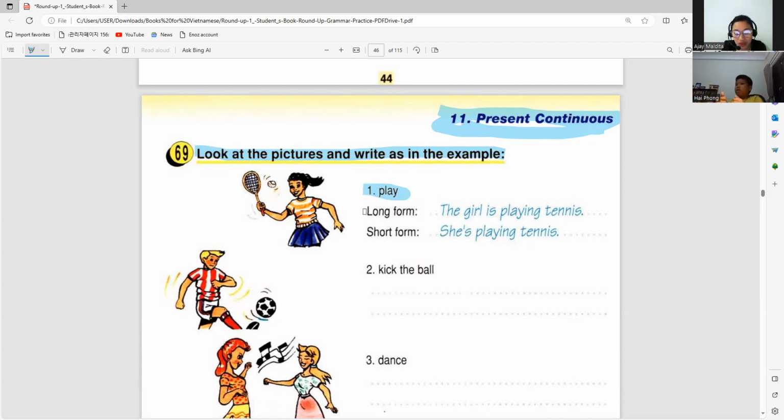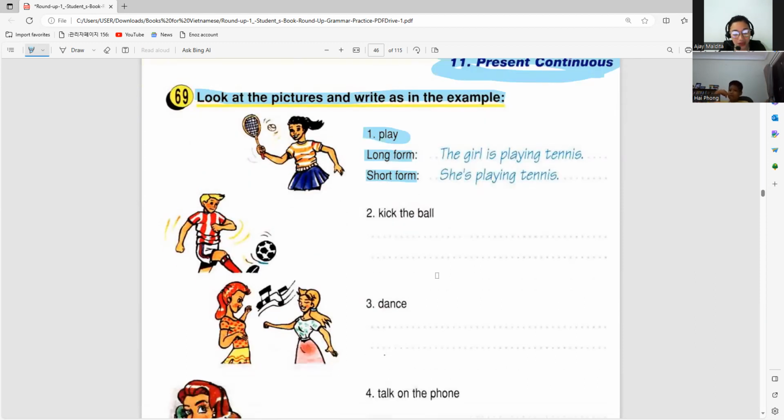Okay. So we have this one, long form. The girl is playing tennis. So this is a very long sentence, right? Okay. So please read the short form. She is playing. She's playing tennis. Okay, the girl is a she, yes. So you will say she's playing tennis. So that is the short form of the sentence, okay?